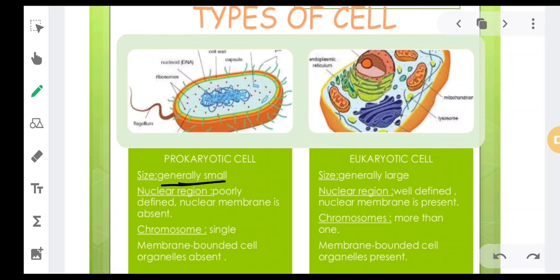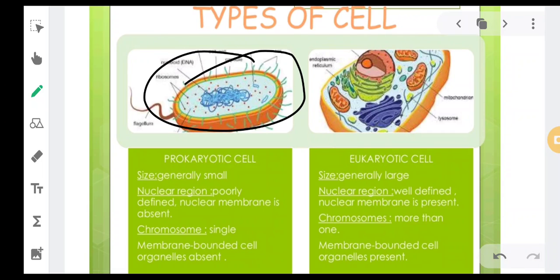Whichever cells prokaryotes have, they are smaller in size compared to eukaryotic cells. Eukaryotic cells are very, very large in size. That's very important. The chromosome number is only single. They have only one set of chromosomes inside them, whereas in eukaryotic cells they have 2, 3, 4 numbers of chromosomes. That is very important.